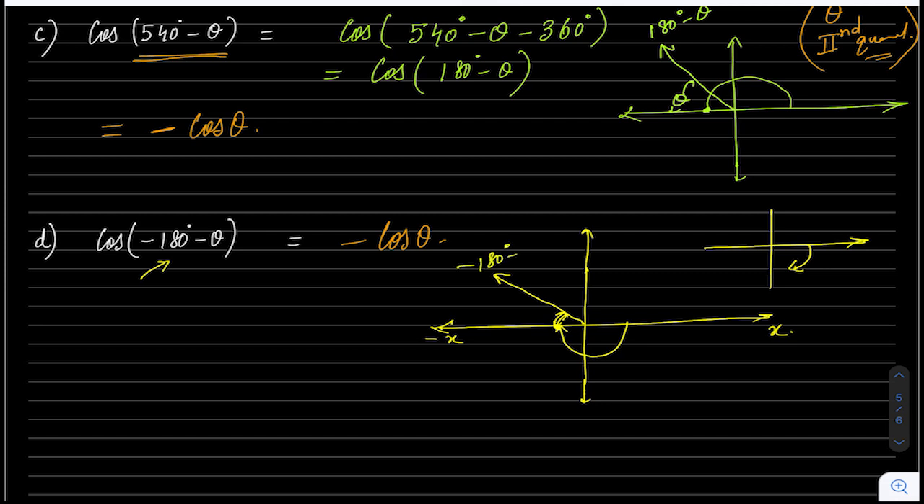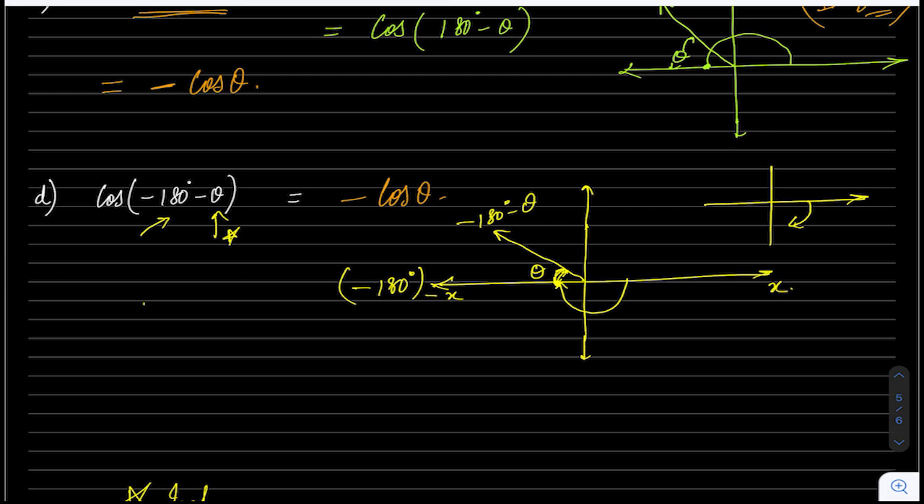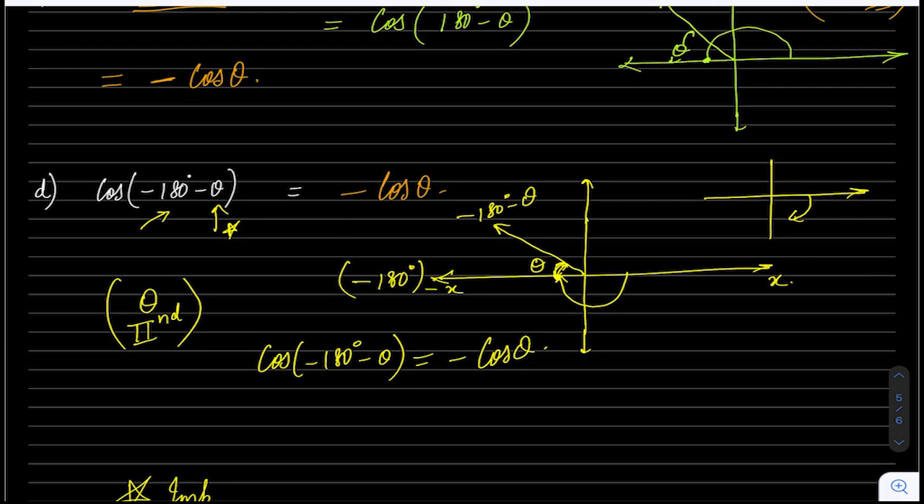Just remember this. Sometimes some students are confused in this. Very simple: whenever you are subtracting an angle, obviously a positive angle, then you have to go in the clockwise direction. So this is my minus 180 degrees. Now I am subtracting theta from this, so again I have to go in the clockwise direction by a magnitude of theta. So the angle that it is making with the horizontal is theta, and it is in the second quadrant. And in the second quadrant, we know that cosine is negative. So my answer for this question will be minus cosine theta. This is what we have to prove.